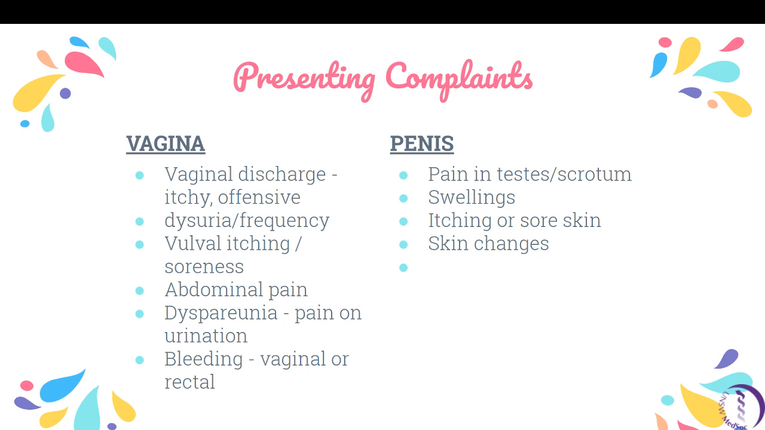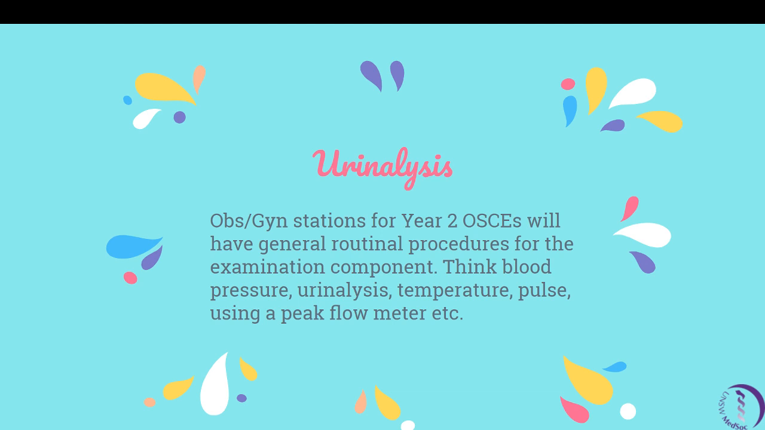Alright, cool. So these slides will be on the page as well. That's pretty much all the 3 types of histories that you'll be expected to know: obstetric, menstrual, and sexual. Like I said, focus more on menstrual and obstetric because that's what the OSCEs will mainly focus on.